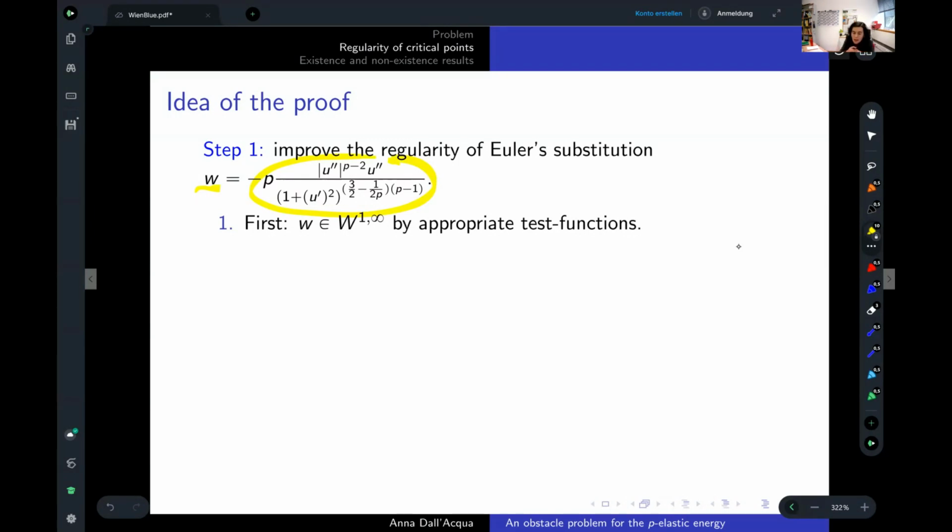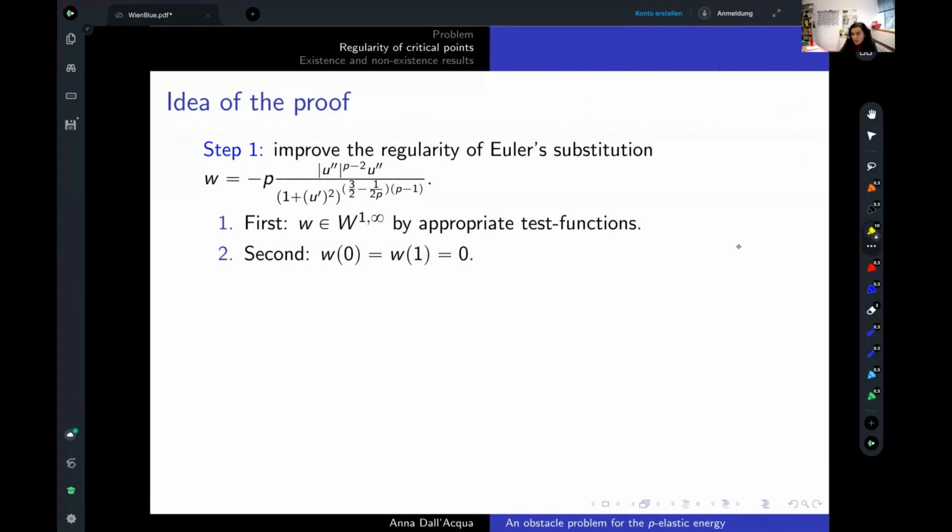So it's not that we can immediately translate the regularity of Euler substitution into regularity of U, or of the second derivative of U. It depends on the power that we have there, what we can transfer from W to regularity of U. So we first work with the equation for W, and we are able to show that W is W1 infinity. Then we get that W has to be 0 at 0 and at 1, so at the boundary point of the interval.